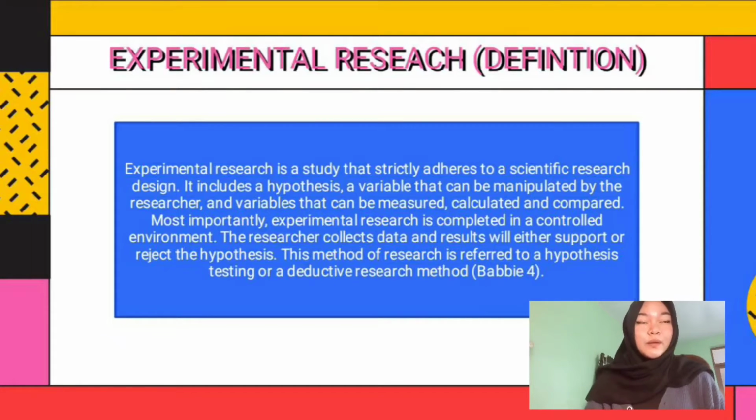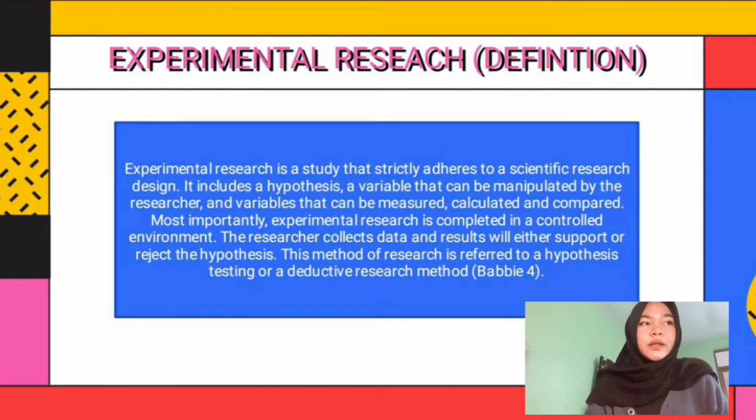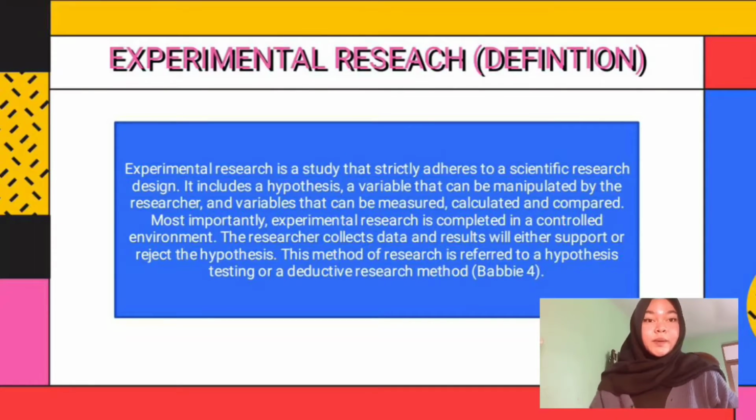So, in experimental research, researchers manipulate at least one independent variable while controlling other relevant variables and observe the effects on one or more dependent variables. So, we have to know what the definition of experimental research is. Next, we also have to know what the purpose of experimental research is.